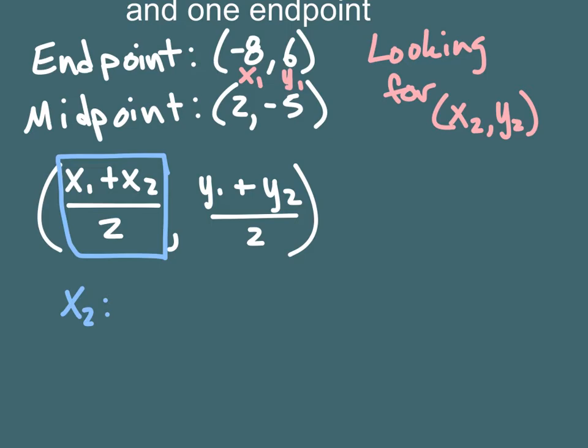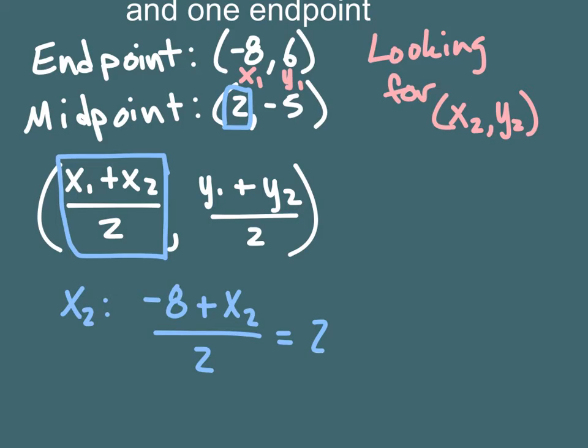All right, so I know what x sub 1 is. That's negative 8. So I'm going to do (negative 8 plus x sub 2) divided by 2, which is going to now be equal to the x value of my midpoint. That's this value here, and that's going to be 2.